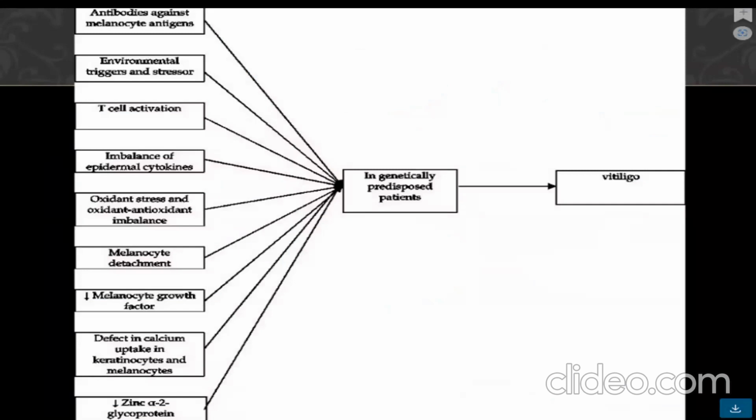These are molecular changes. All these factors like antibodies against melanocyte antigen, environmental triggers and stressors, T cell activation, imbalance of epidermal cytokines, oxidant stress and oxidant antioxidant imbalance, melanocyte detachment, decreased melanocyte growth factor, defect in calcium uptake in keratinocytes and melanocytes, and decreased zinc alpha 2 glycoprotein. All this leads to vitiligo in genetically predisposed patients.